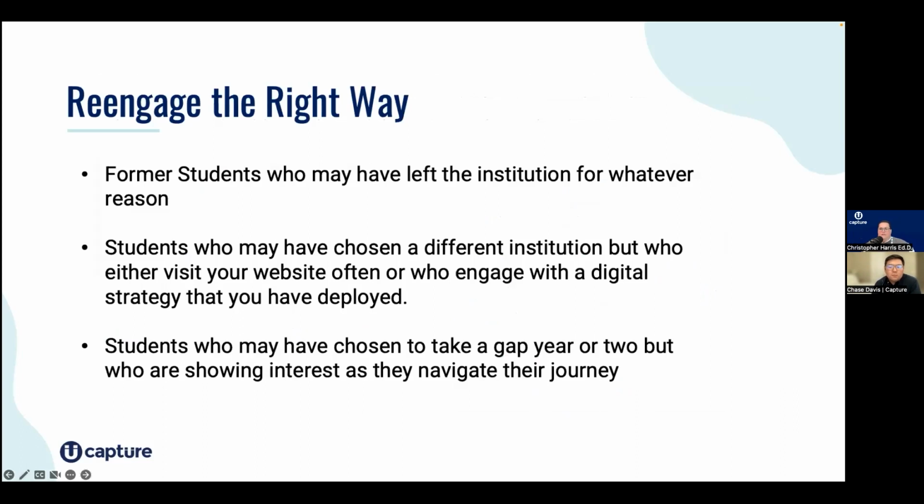So let's talk about re-engagement and finding those transfer students. So a couple of different places that you can find those students right now.